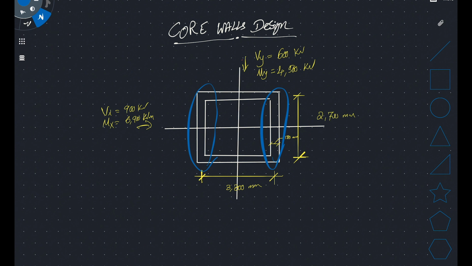So these two are very stiff. Each of them is actually going to be resisting half of our 600 kilonewton. So 300 is going to be resisted roughly by this one, and 300 is roughly going to be resisted by this one. So that is the shear.